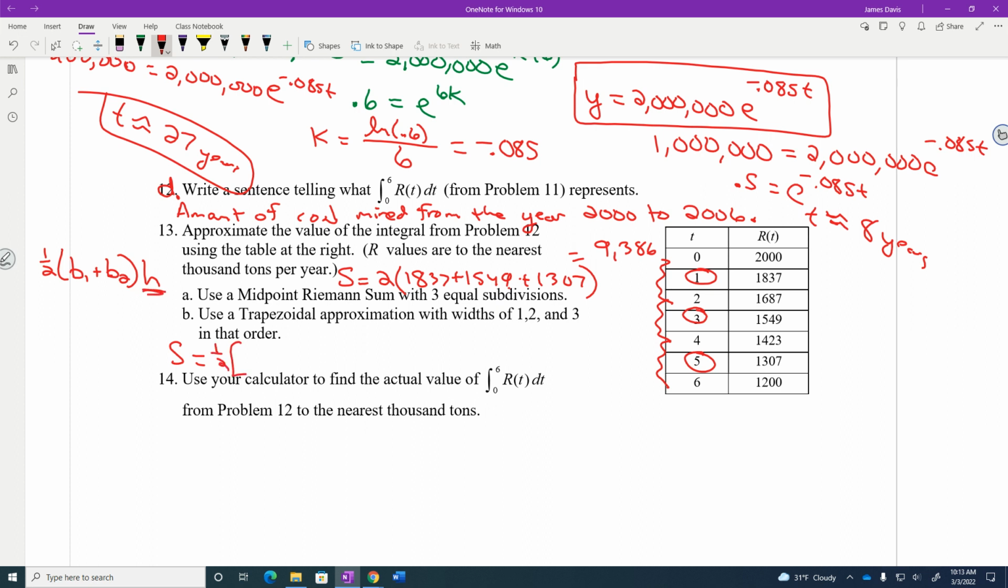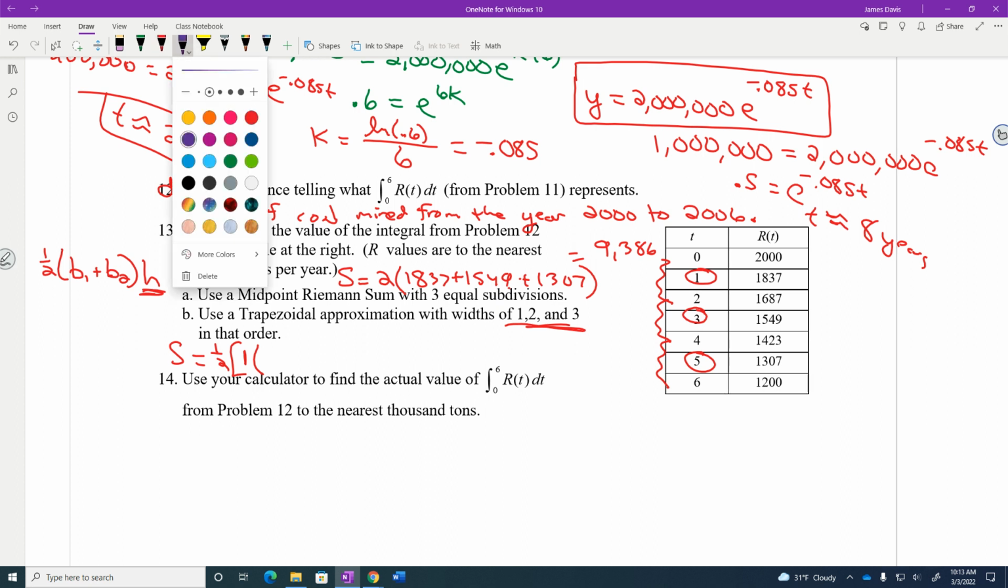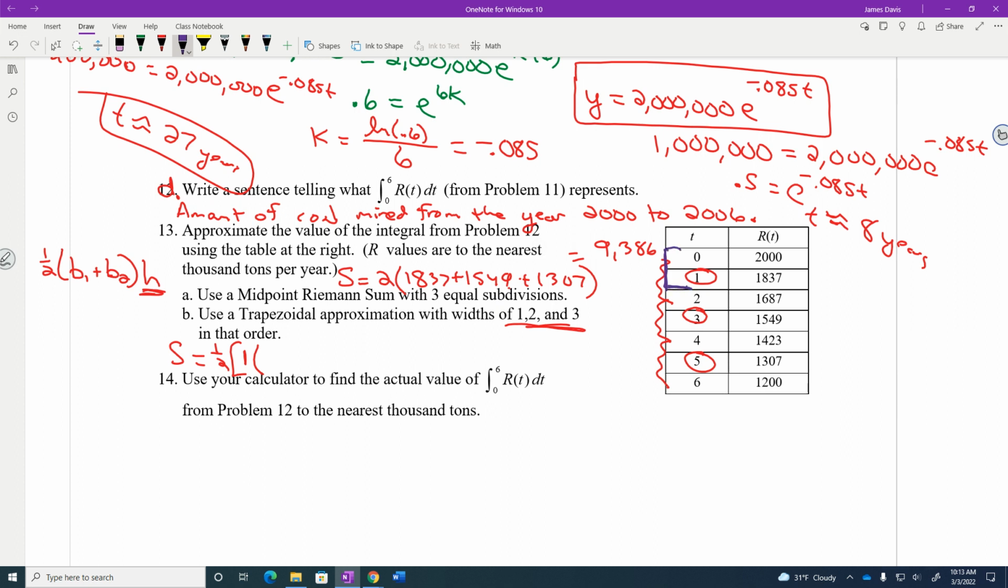Now the height is these widths. It's a different word, but the height is the width for each one. So the first one, I like to write it first. It's going to have a width of 1. Then we have to average the two bases. So this is our first trapezoid here, 0 to 1. So the average of the two is pretty obvious. 2,000 plus 1897. So that's our first trapezoid.